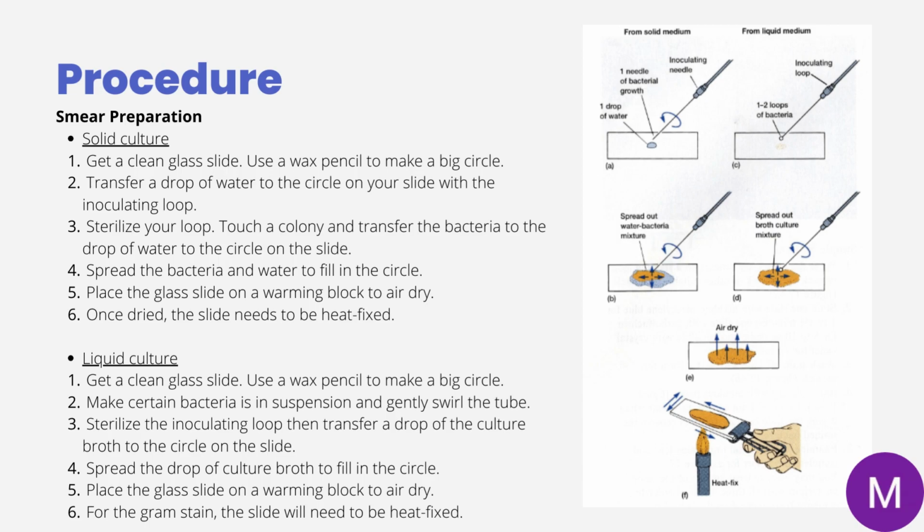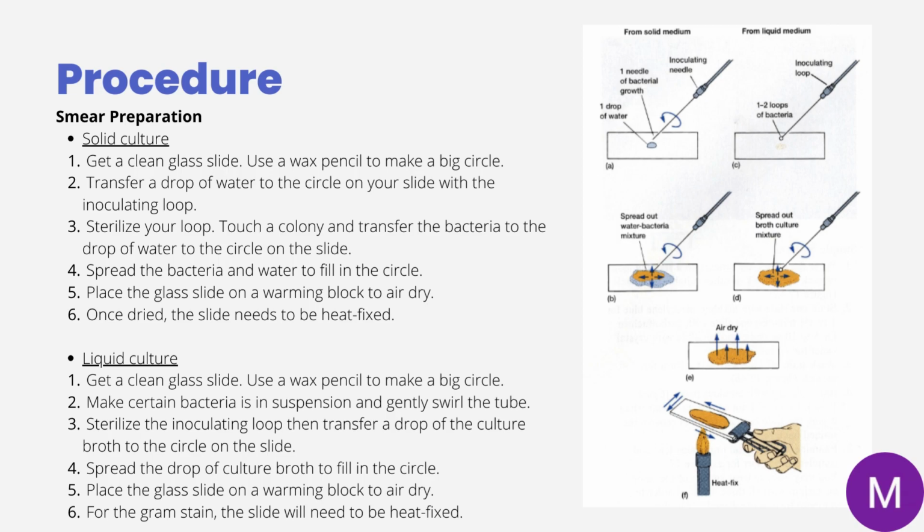As for the liquid culture, water would not be involved since it is already liquid. We would obtain a clean glass slide, make a big circle with a wax pencil. Then we would gently swirl the tube containing the bacteria. Then we would proceed by sterilizing the inoculating loop and transferring a drop of the culture broth to the slide and spreading it to fill in the circle. Then we will place the glass slide to air dry on a warming block, and only for the gram stain would we need to heat fix the slide.